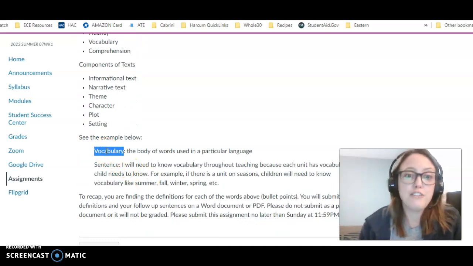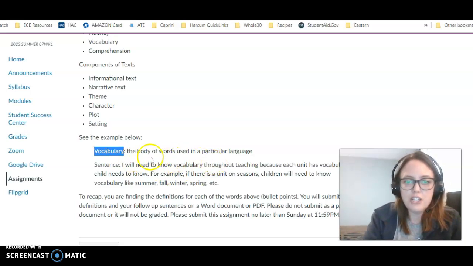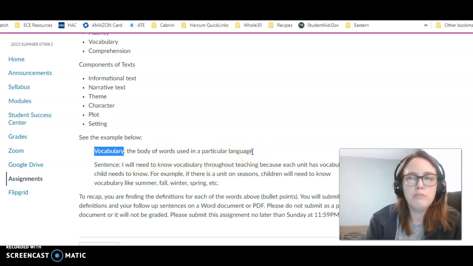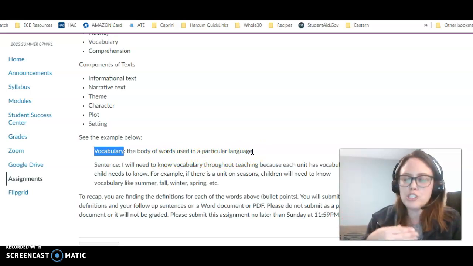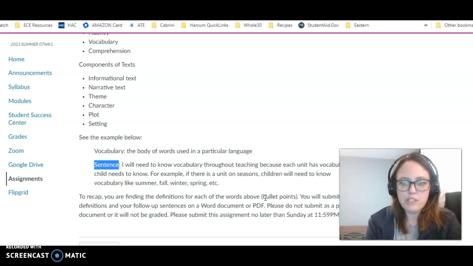So I defined vocabulary, and I just used the dictionary definition for it. The definition: the body of words used in a particular language. You might find that one of the other definitions more closely matches what we're trying to do here. But in this case, this was the best one. And then my sentence reads, I will need to know vocabulary throughout teaching because each unit has vocabulary a child needs to know. For example, if there's a unit on seasons, children will need to know vocabulary like summer, fall, winter, spring, etc. So to recap, you're finding the definitions for each of the words above, those in bullet points, and you'll submit those definitions and your sentences on a Word document or PDF.